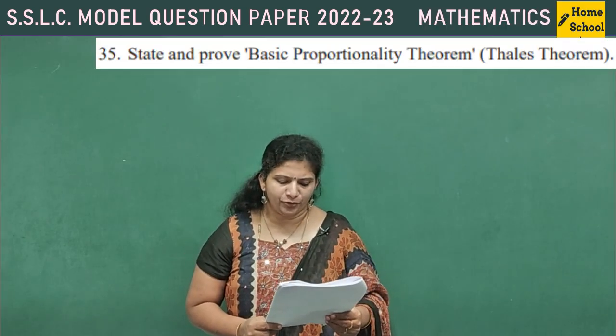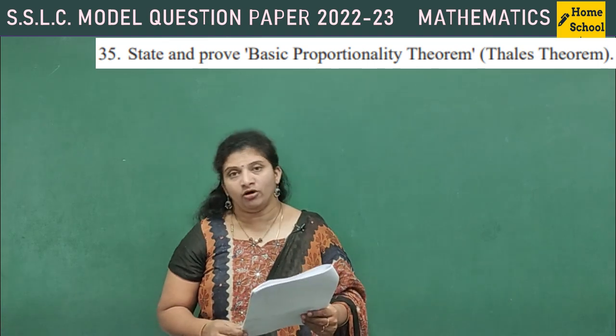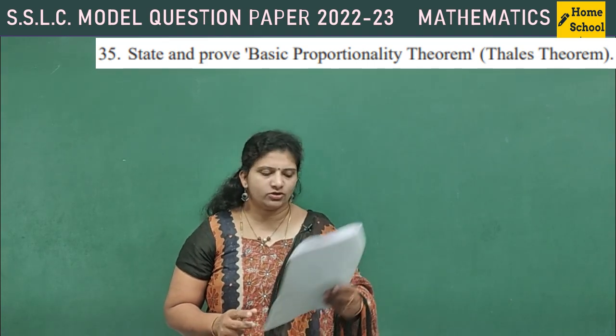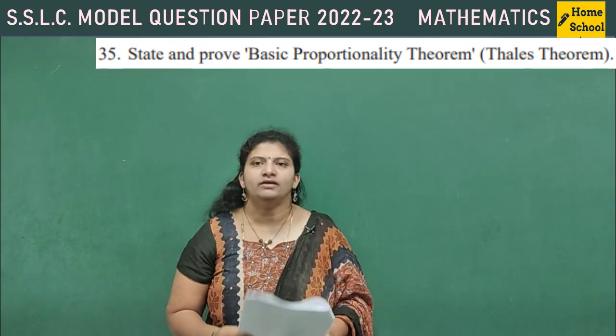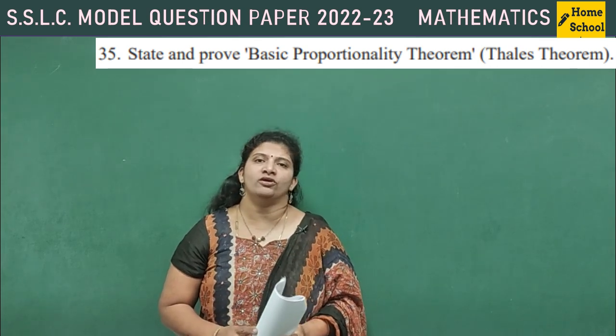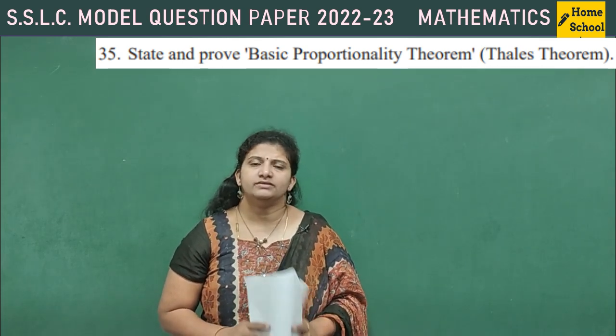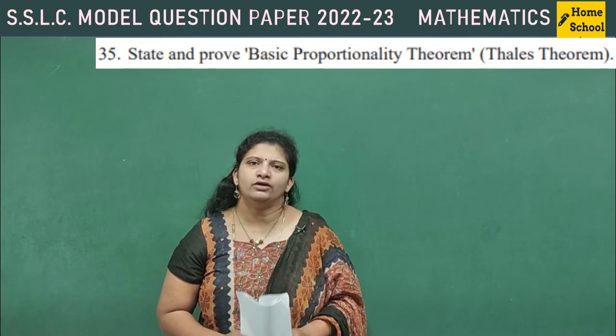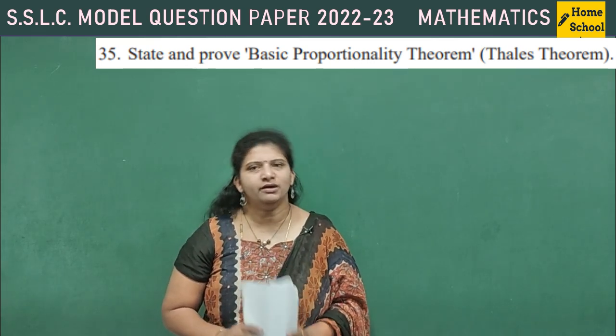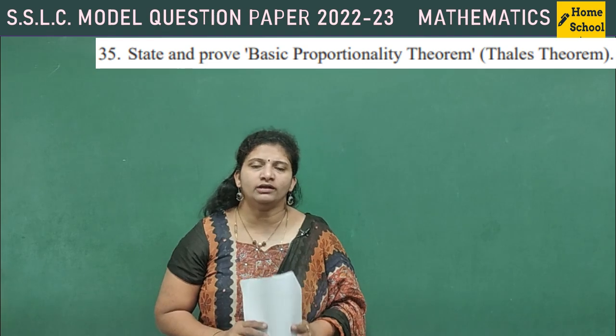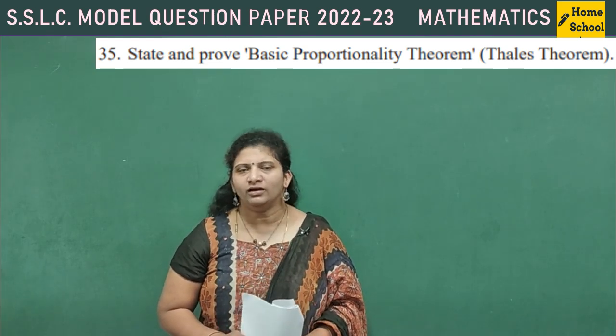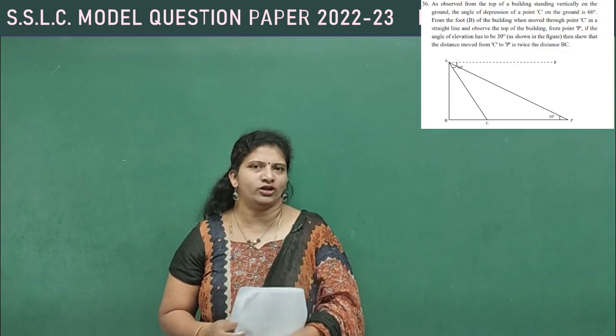35. State and prove the basic proportionality theorem, or it is Thales theorem. So this is a direct theorem. You can write the theorem properly following 5 steps. That is statement, data, to prove, construction, proof. And in order, write neatly with the figure. Definitely you are going to score 4 out of 4.